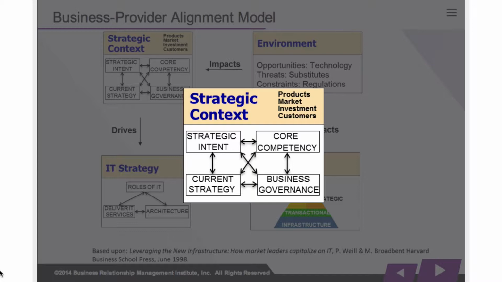You'll see that within this box are 4 interacting elements: strategic intent, current strategy, core competency, and business governance. Strategic intent refers to a business paradigm that encourages an enterprise to set itself very ambitious goals and drive itself to compete in innovative ways. A more traditional and very common paradigm is for the enterprise to limit its ambitions to what its current resources and capabilities can deliver. The strategic intent paradigm gears up its resources and capabilities to match its ambitions.